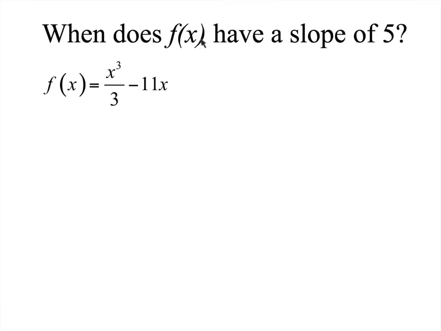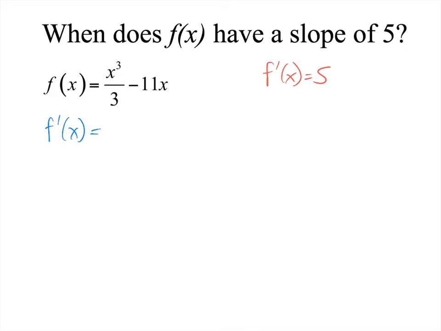So when does f of x have a slope of 5? If I want to know when f of x has a slope, the moment I say f of x and slope, isn't that saying derivative? So what we're really asking here is, when does the derivative of x equal 5? That's what it's asking. So let's first find the derivative of this.